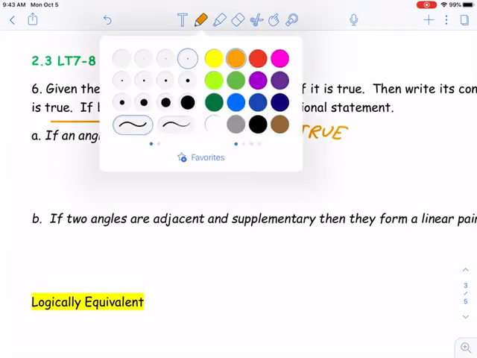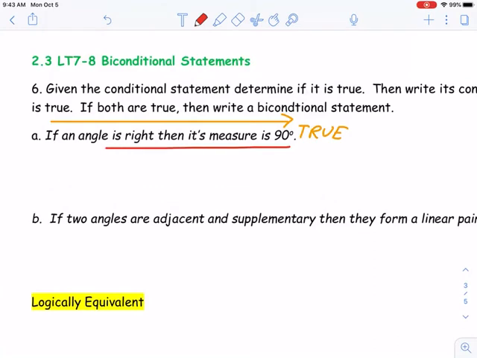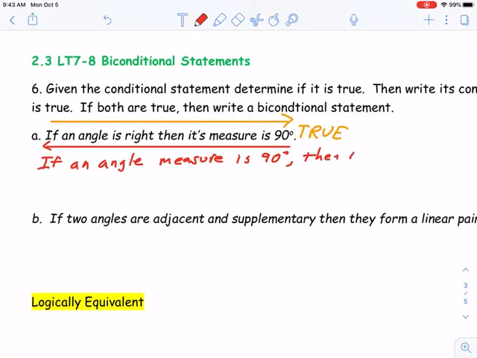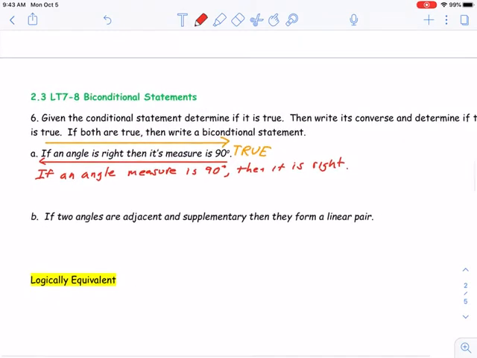Now we're going to write it backwards, i.e. the converse. If an angle's measure is 90 degrees, then it is right. And that's true. All right.